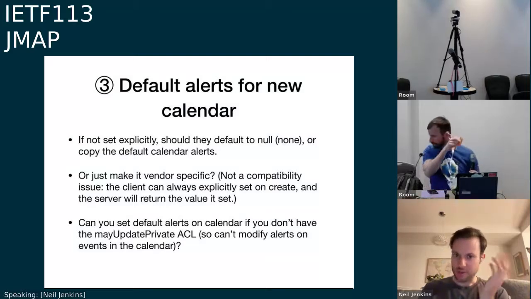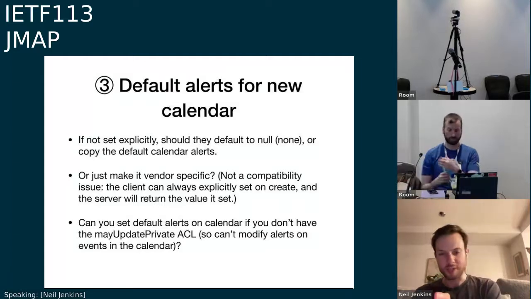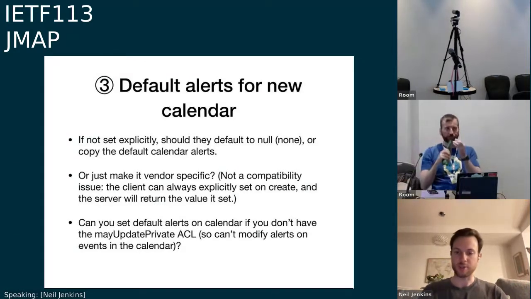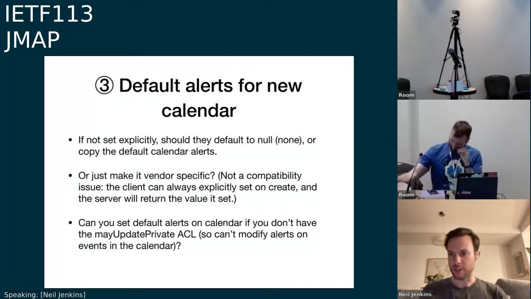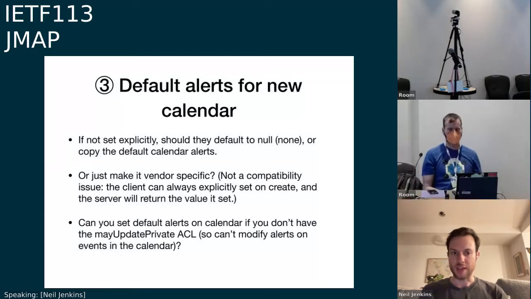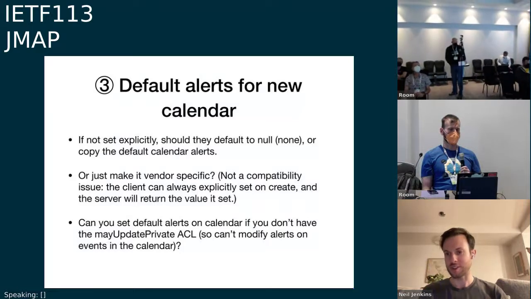I think, again, while I was writing up this slide, I came to the conclusion, and I'll just see if other people disagree with it, that this can actually be made vendor specific because of the way JMAP works. The server will return if it set anything, like copied over the ones from your default calendar, and the client can always explicitly set null or whatever it wants on create if it doesn't want the server to pick something. So does anyone disagree with that?